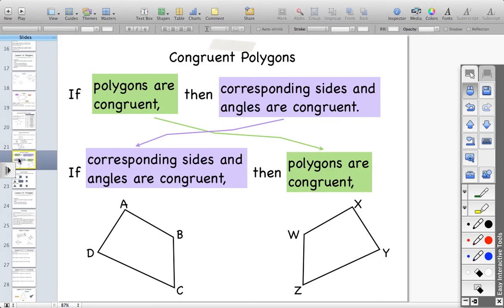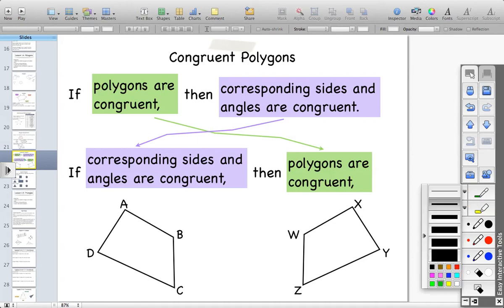So we have a theorem that says if polygons are congruent, then corresponding sides and angles are congruent. And notice that the reverse is true. If the corresponding sides and angles are congruent, then the polygons are congruent. Let's say I'm looking at a shape, and I want to prove that it's congruent. Notice that it didn't say similar. These aren't proportional. These are congruent. Everything about them is exactly the same.